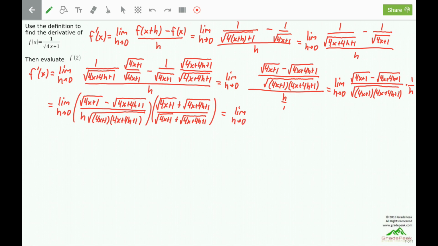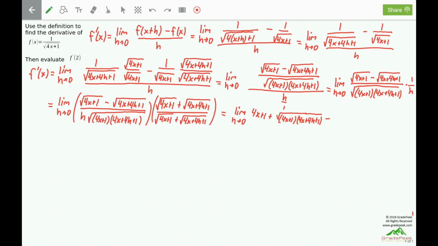Now when we multiply the numerators, those are root conjugates. We're going to FOIL that out first. Root 4x plus 1 times root 4x plus 1 will just be 4x plus 1. Outside, we will have a positive root of 4x plus 1 times 4x plus 4h plus 1.